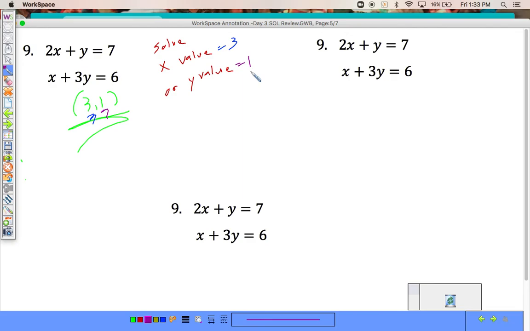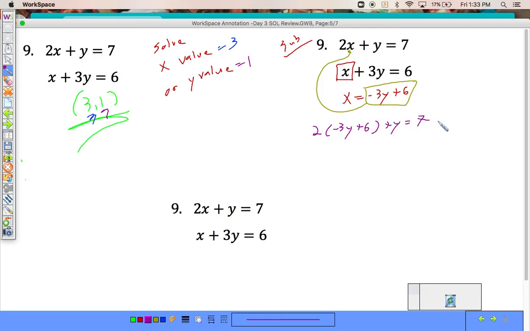All right. Next way. We're going to do substitution. For substitution, I'm going to pick one of the variables, and I'm going to substitute into the other one. All right, so I'm going to pick x, just because. I'm going to get that x all by itself. Now I'm going to take that expression, which is what x equals, and I'm going to substitute it into the other problem. So I'm going to have 2 times my negative 3y plus 6 plus y equals 7. Now I'm going to solve for y.